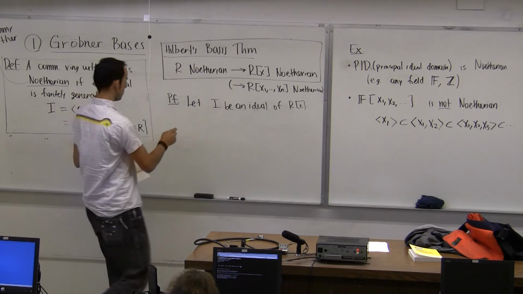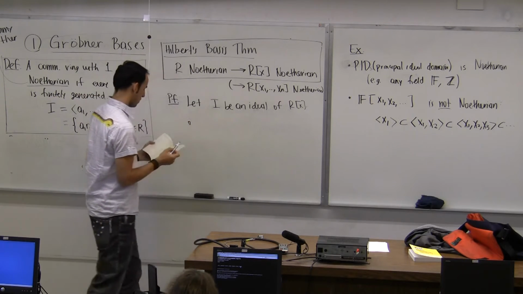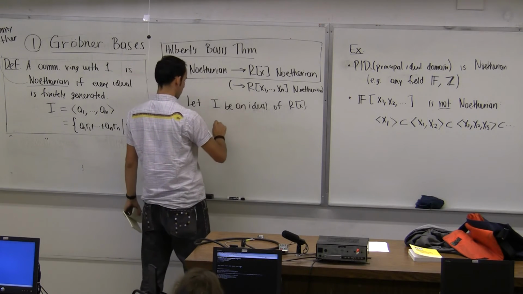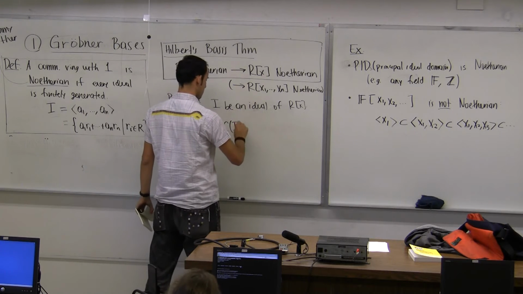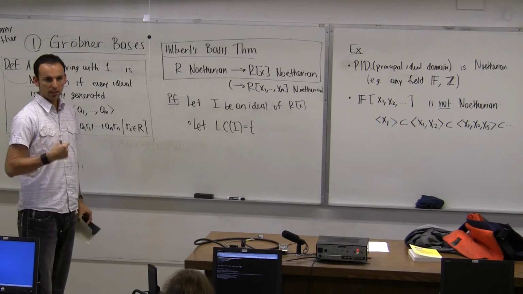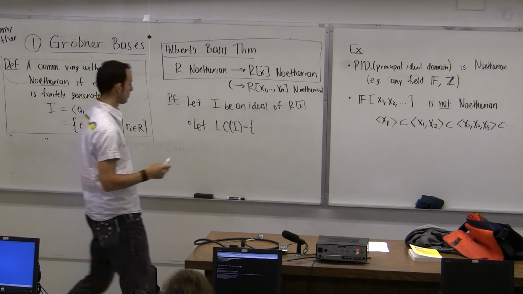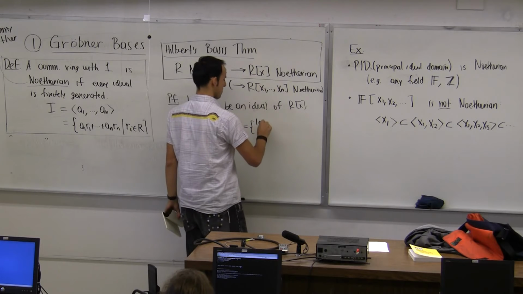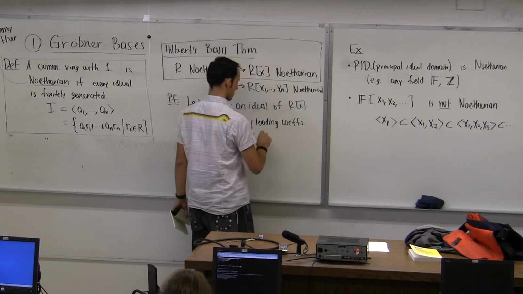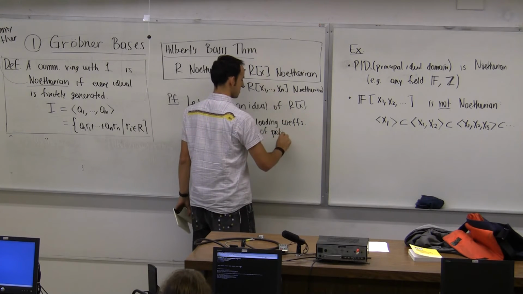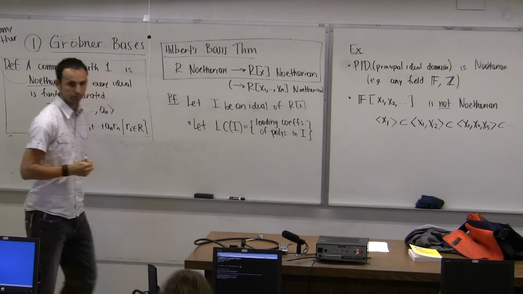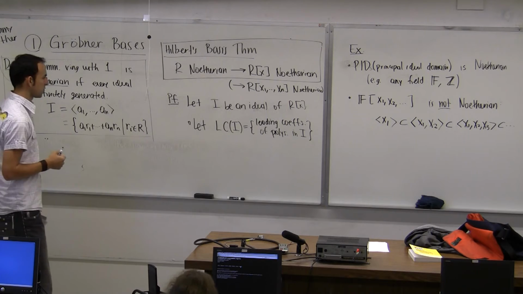And if you think about this for a second, you might think of the following idea, which is that I'm going to define an ideal called LC of I. And this is going to be the set of leading coefficients of polynomials in I. So I call it LC.